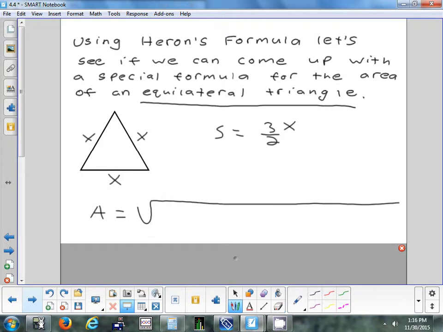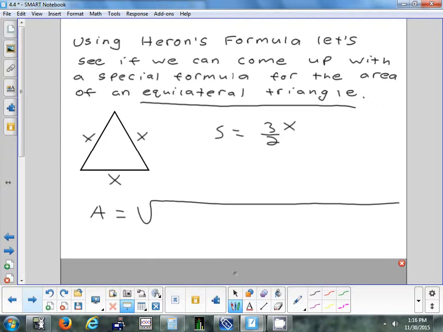Now let's fill everything in, simplify it, and see what happens. When we're done, we actually end up with a pretty nice formula, a lot smaller than Heron's formula. So here's S, 3/2 x. What comes next?